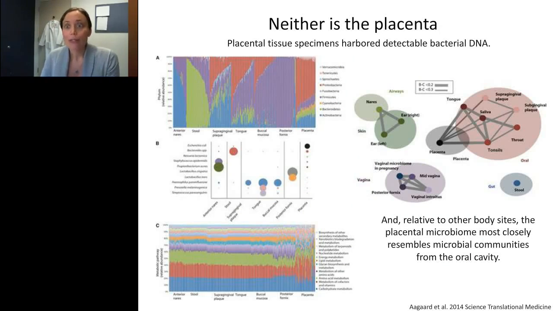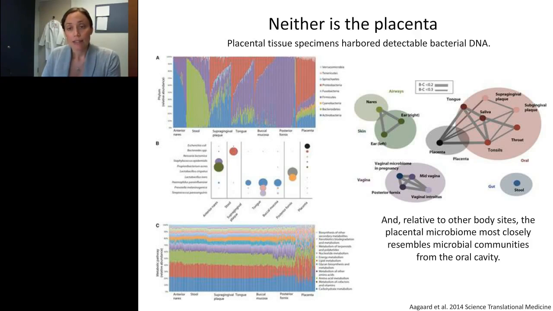We've also learned that the placenta is not sterile either. This is work that was performed by Kjersti Aagaard's group at Baylor College of Medicine and published last year in Science Translational Medicine. What their group found was that placental tissues harbor detectable bacterial DNA, and that the composition of these placental microbial communities is actually quite different from that of the vagina and other body sites that have been previously characterized by groups working with the Human Microbiome Project.